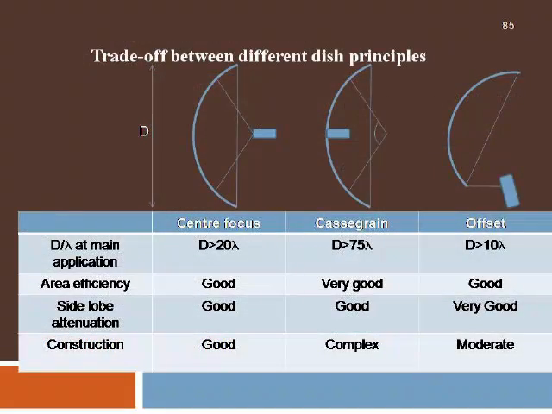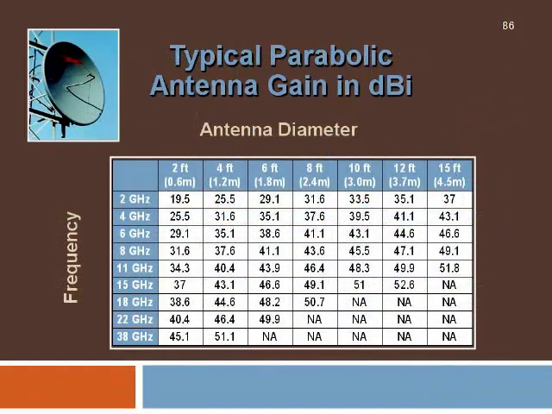The trade-off between different dish principles is shown here. One with center focus, another one with Cassegrain type, and the third one is offset feeding. And here you can see that the side lobe attenuation is very good with the offset feed, whereas the area efficiency is excellent with the Cassegrain type. For different sizes of the parabolic antennas, the gain observed is tabulated for different frequencies.